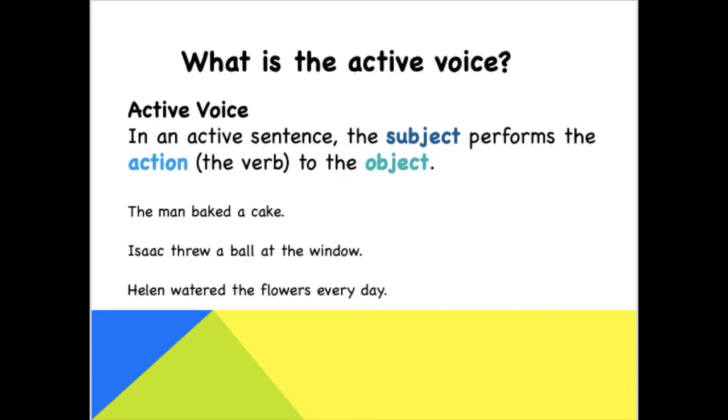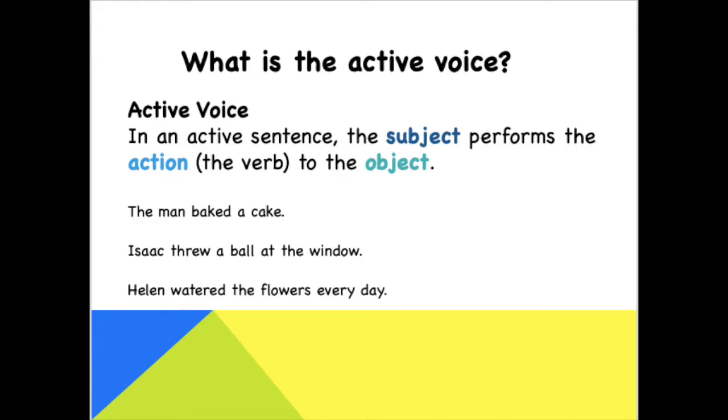So what is the active voice? In an active sentence, the subject performs the action, which is the verb, to the object. Now that sounds a little bit complicated, but if we have a look at the sentences underneath, it'll start to make sense. So the first one: the man baked a cake.